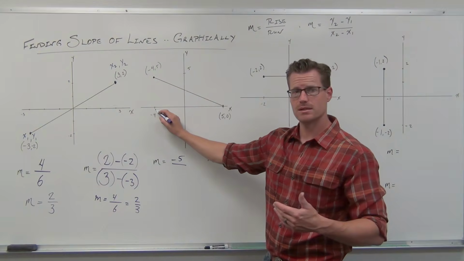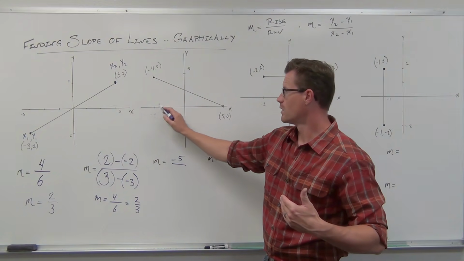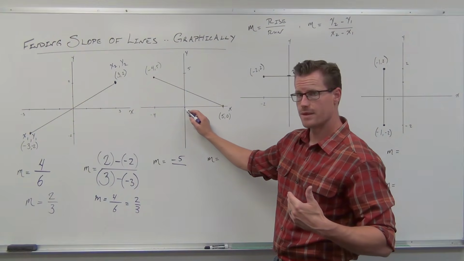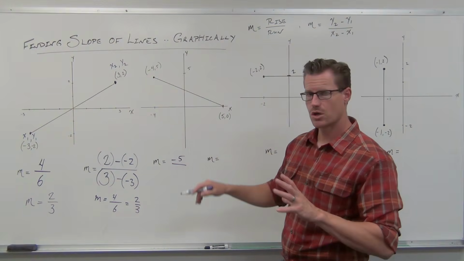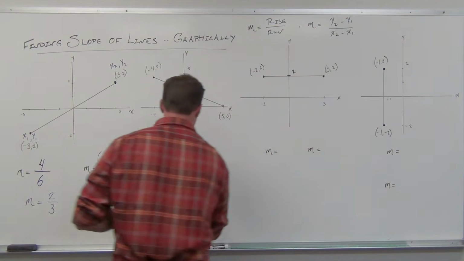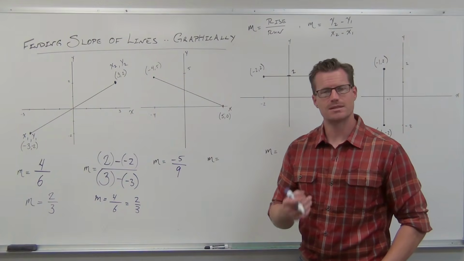Now to the right, right's always positive. We'd be going, well, it's negative 4. 1, 2, 3, 4, then another 5 spots. 5, 6, 7, 8, 9. So in total, 9 places. So we have negative 5/9. That should be our slope.